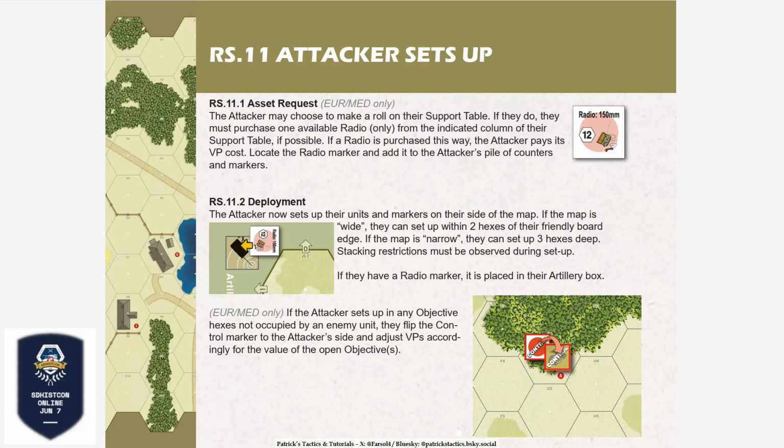So defender sets up, then the attacker gets their chance to set up. In the Europe and Med one, this is where you can make an asset request. If the attacker decides to choose on their support table, now they can attempt to get a radio, and again, paying the VP costs. So you're paying the cost back and forth this whole way through. So is it going to be worth the victory points given up for hopefully the benefit that you would get from that radio?